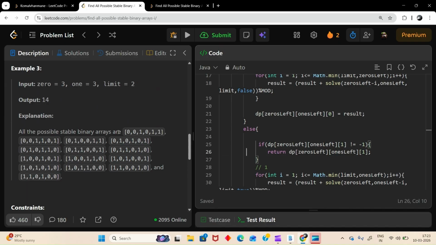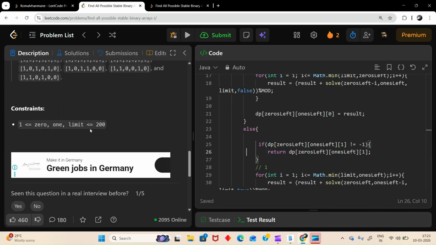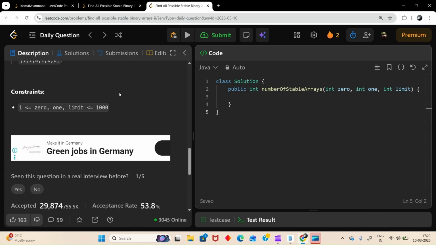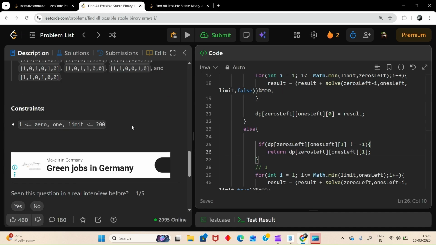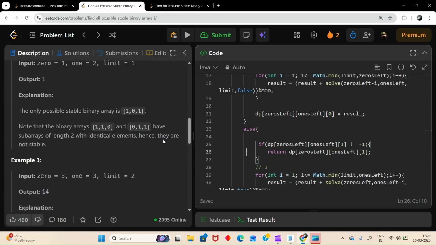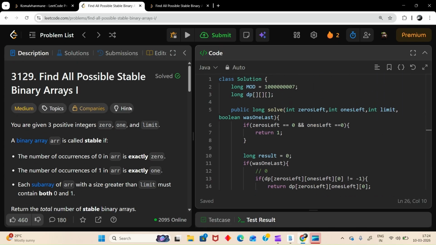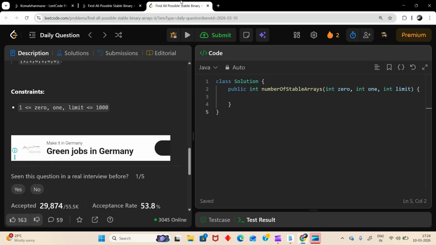In the first question the constraint is still 1 to 200, but in today's question the constraint has changed to 1000. So if you submit the same solution, of course you will get TLE. Now we have to optimize this solution. First, you watch the previous video to understand how we solved this question, then come to this video. We will just optimize here.